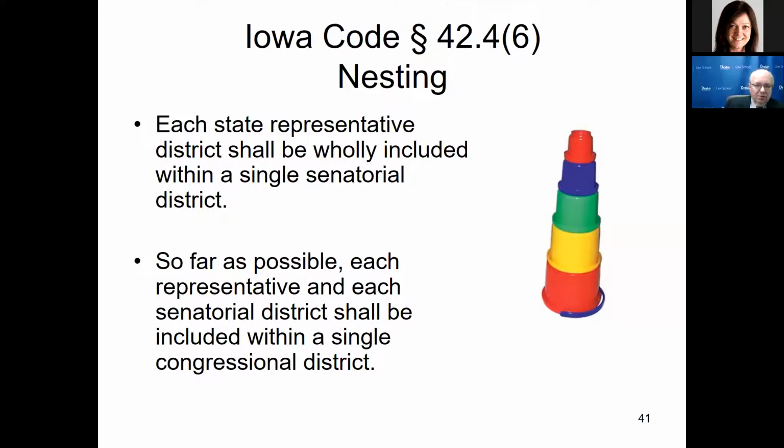Iowa law also provides that, so far as possible, each representative and each senatorial district shall be included within a single congressional district. Obviously, with Iowa having only 4 congressional districts, that's possible for legislative House districts. All 100 House districts do fit within each of the 4 congressional districts, but 2 Senate districts do cross a congressional district boundary. But we kept the number of times we had to do that to a minimum based on Iowa law.